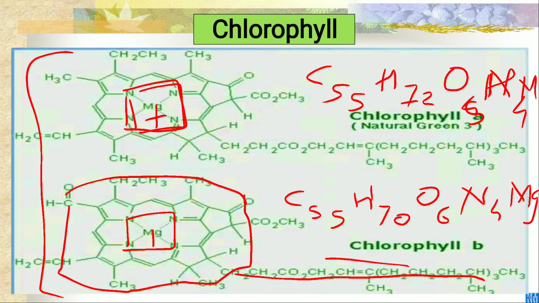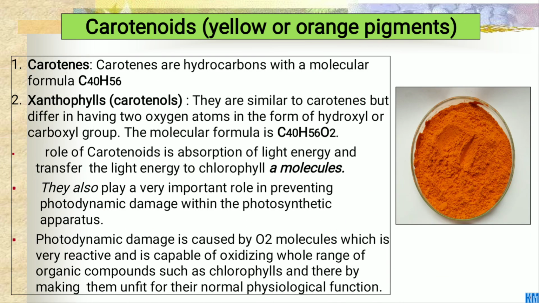Okay. This is the chlorophyll structure, A and B. Then carotenoids. They are the yellow or orange pigments. Carotenes are the hydrocarbons with a molecular formula C40H56. Xanthophylls are the carotenols.